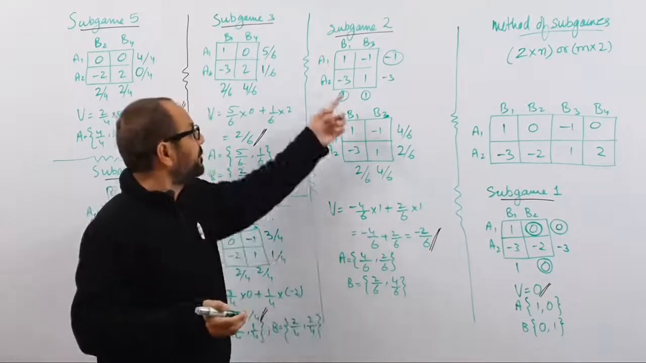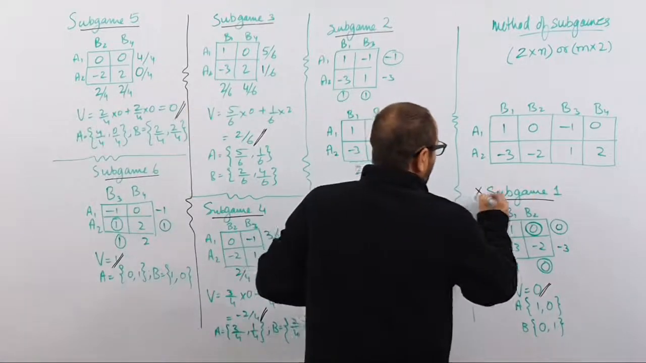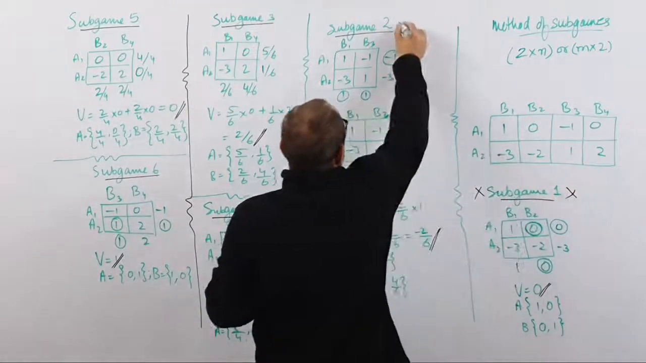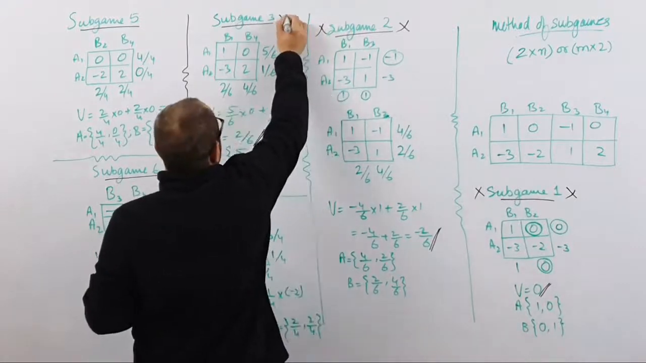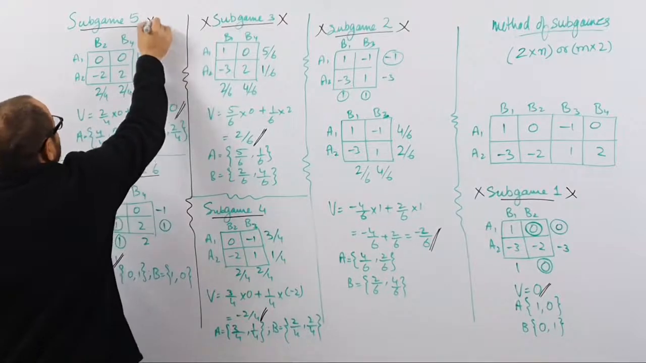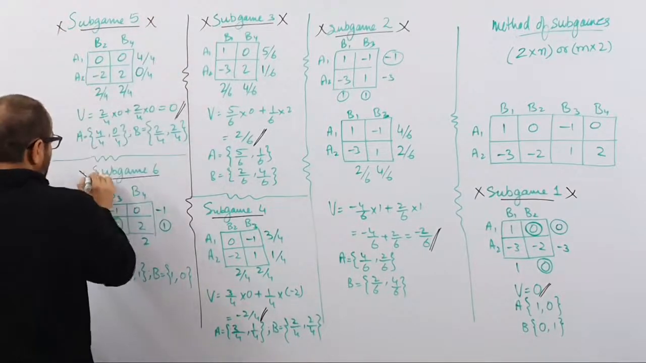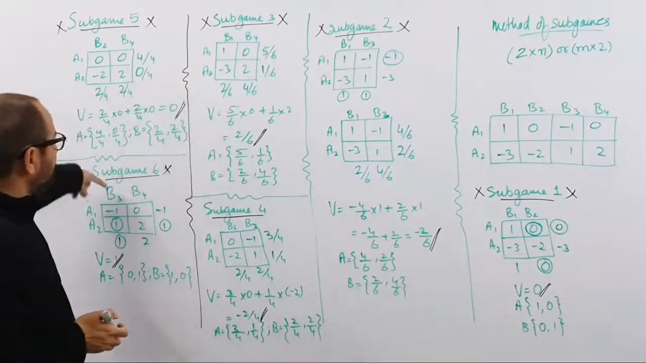So definitely subgame 1, subgame 2, subgame 3, these are no good for B at least, because they lose to the negative combinations. B is also getting smaller values as compared to these values. These subgames are no good for B. 1, 2, 3, 5, 6.